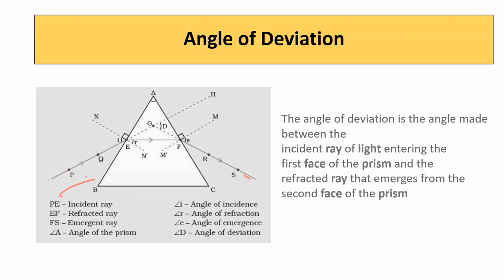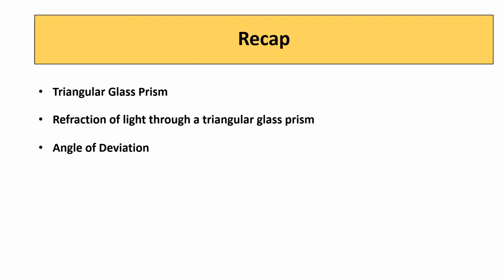This peculiar shape of the prism makes the emergent ray bend at an angle to the direction of the incident ray. This angle is called the angle of deviation. In this session, we learned about refraction of light through a triangular glass prism. We also learned about the angle of deviation. Angle of deviation is the angle between the incident ray and the emergent ray.